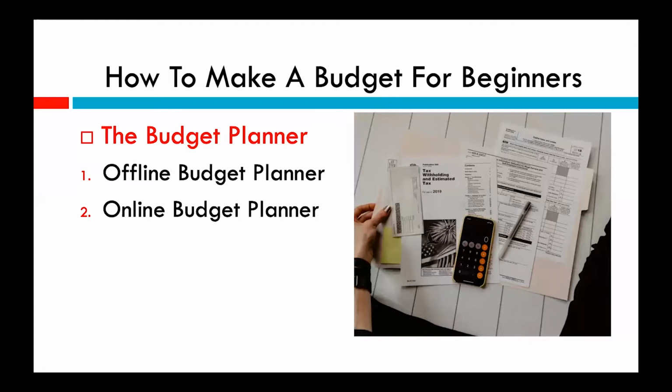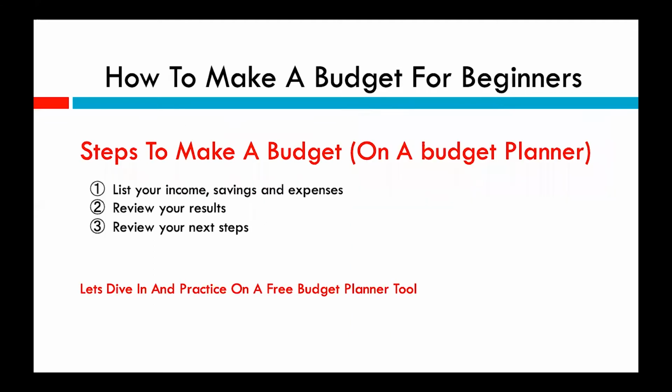And for us to be able to make this budget, we are going to use the budget planner. You can make your budget in two ways. You can make it either offline or online. Once we start the practice section, I will share a couple of examples of budget planners you can get off Amazon. And if you're interested, I will leave a link in the description area below that you can use to get the exact ones you are looking for. But for today's video, we're going to do a demo with the online planner.